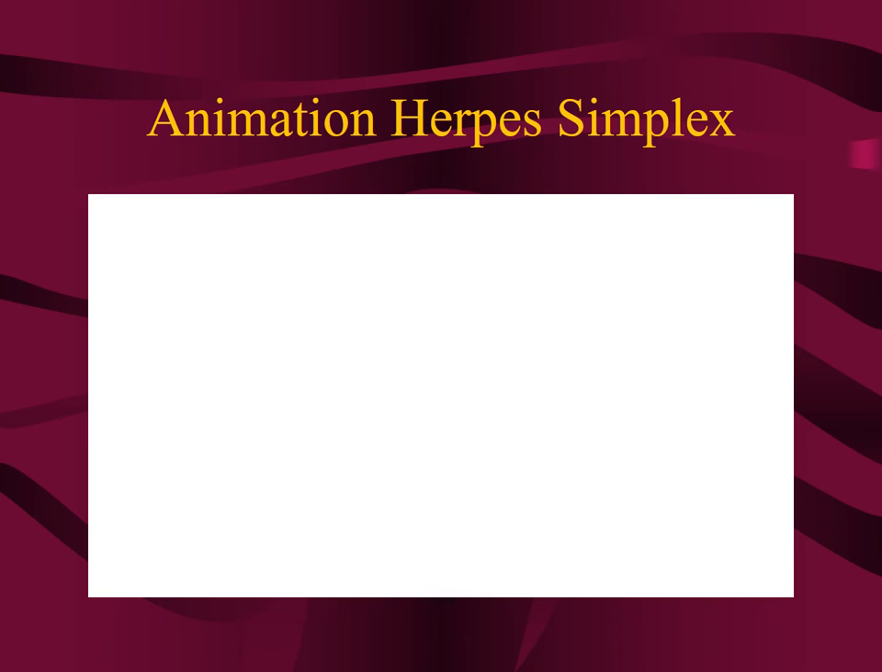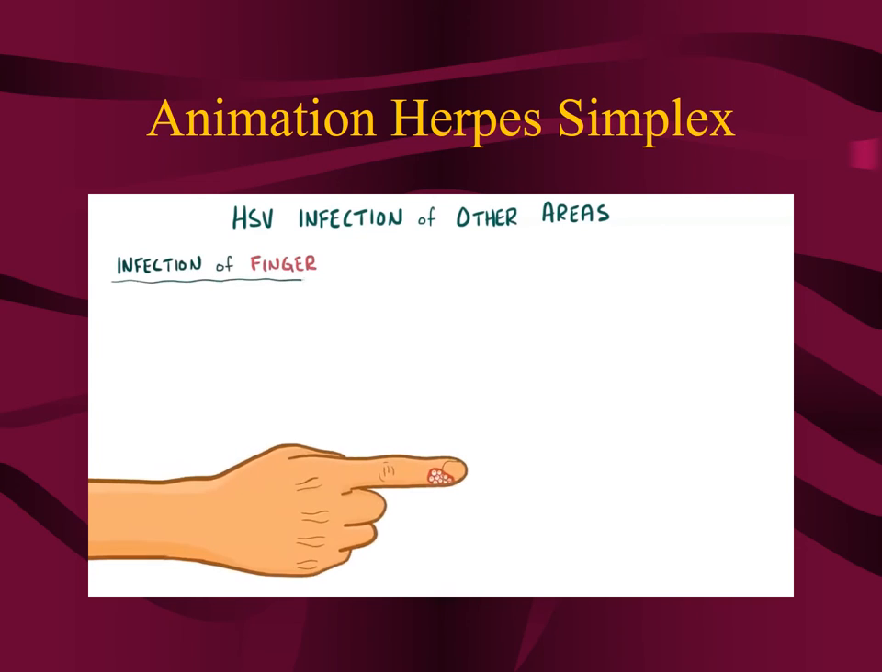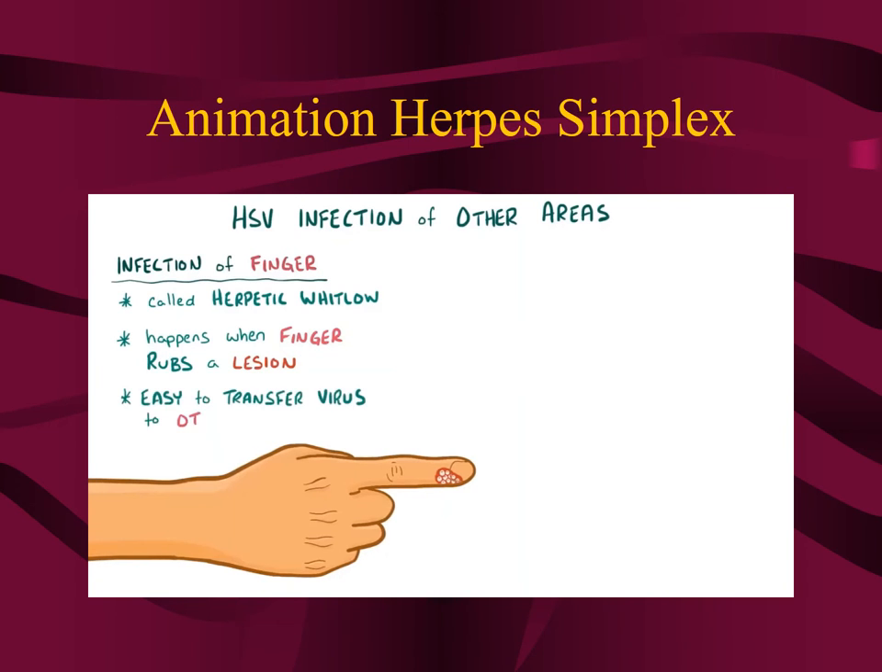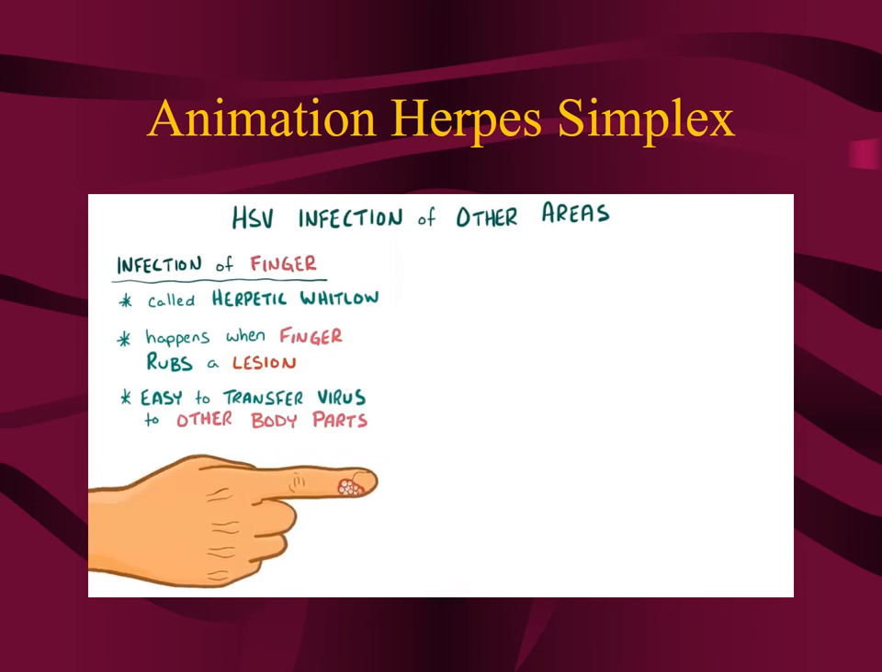In addition to oral and genital infections, HSV can also affect other areas. When it affects the fingertip or nail bed, it's called herpetic whitlow, and this might happen if the finger rubs up against an active lesion around the mouth or genital area. Once it affects the fingertip, it's also easy for it to get carried over to other areas in the body to spread the infection, a process called autoinoculation.